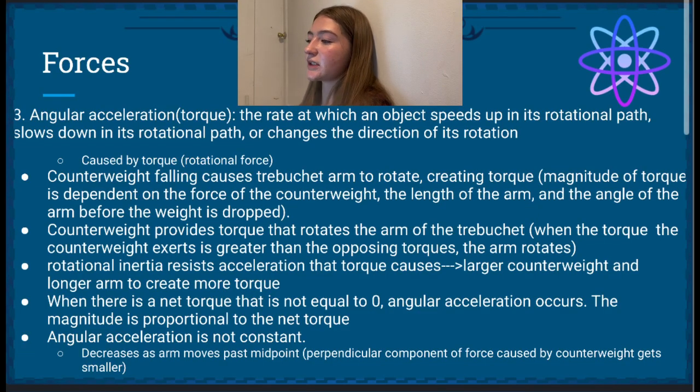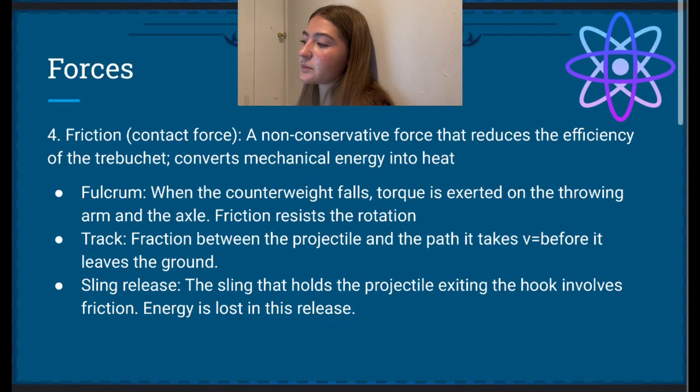The magnitude of the torque is dependent on the force of the counterweight, the length of the arm, and the angle of the arm before the weight is dropped. The counterweight provides torque that rotates the arm of the trebuchet. When the torque the counterweight exerts is greater than the opposing torques, the arm rotates. Rotational inertia resists the acceleration that torque causes. A larger counterweight and longer arm create more torque. When there is a net torque that is not equal to zero, angular acceleration occurs. The magnitude is proportional to the net torque.